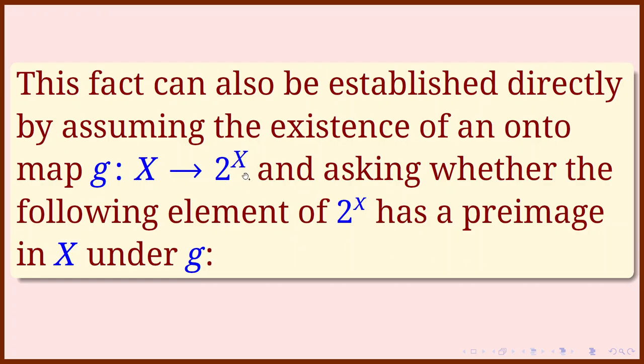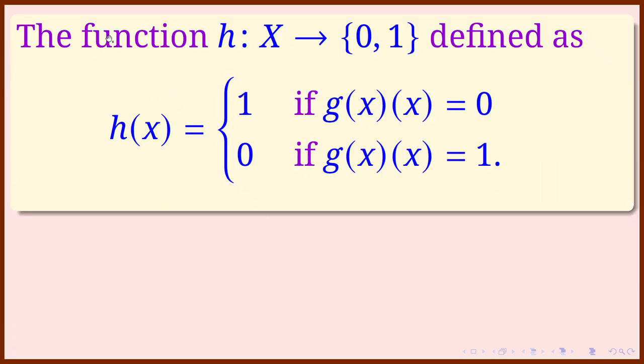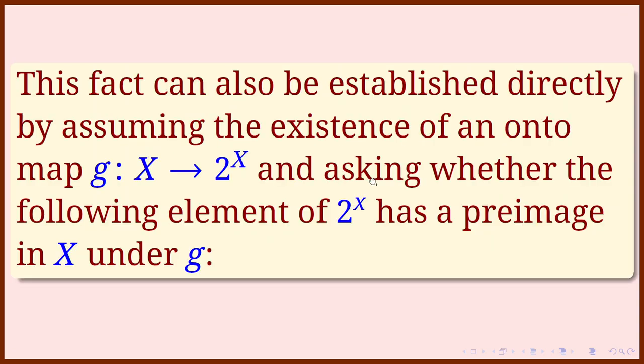What is that element of 2 to the power X? It has to be a function from X to 2, that is, to the doubleton set {0, 1}, and we are talking about this function. And what is this function? h from capital X to {0, 1} defined as h(x) is equal to 1 if g(x)(x) is equal to 0. Now, what is g? g is a mapping from X to 2 to the power X.